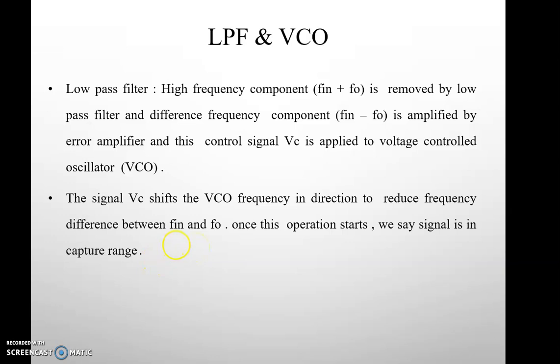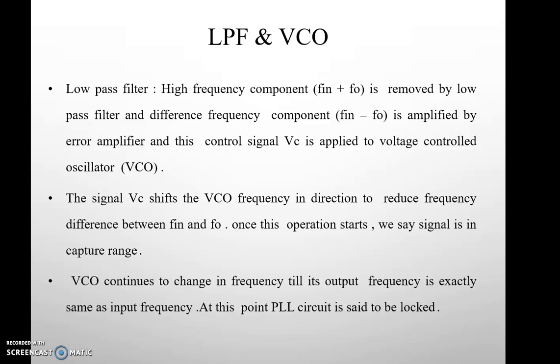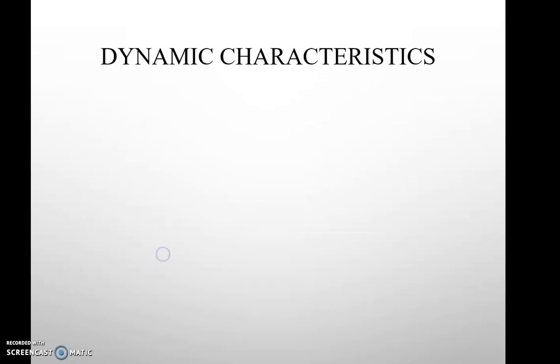Now the signal VC shifts the VCO frequency in a direction to reduce the frequency difference, Fin minus FO. The difference is reduced so that both are equal. This is known as capture range. The VCO continues to change in frequency till the output frequency is exactly the same as the input frequency. At this point, the PLL is said to be in the lock mode. Once it is in the lock mode, the output frequency FO is exactly equal to the input frequency.